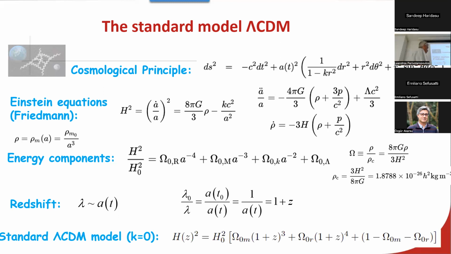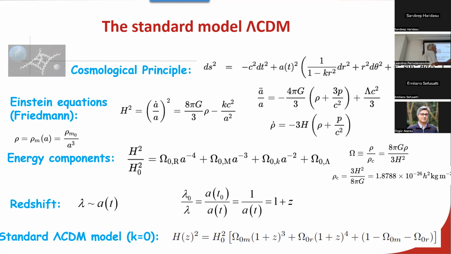In any case, what I'm going to use here is the usual form in terms of the redshift, H of z squared. You just put 1 over a equals 1 plus z in this equation, and you have this general equation for the standard model. And the question is: is this equation valid? Do observations support this equation? That's the basic question that we want to ask.